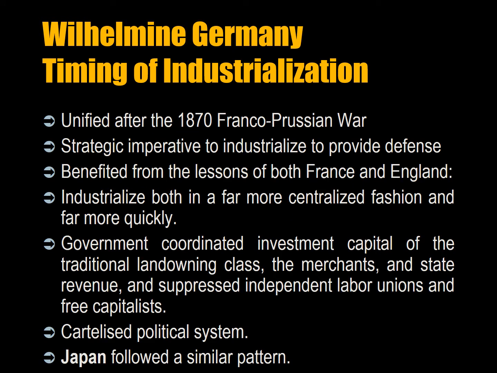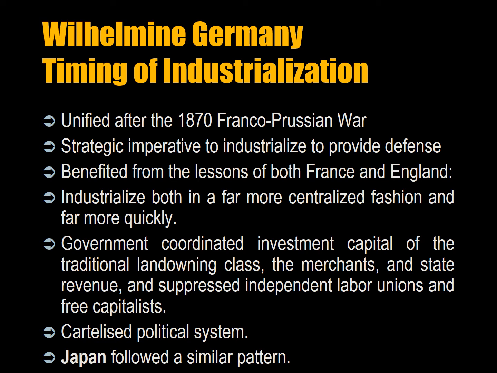Now, Wilhelmine Germany was only unified after the 1870 Franco-Prussian War, and there was a clear strategic imperative to industrialize as quickly as possible in order to provide the manufacturing capability to provide weapons for defense. Germany, having benefited from the lessons of both England and France, could industrialize in a far more centralized fashion and far more quickly. The government coordinated the investment capital of the traditional landowning class and the merchants, and applied state revenue, and suppressed independent labor unions and free capitalists.